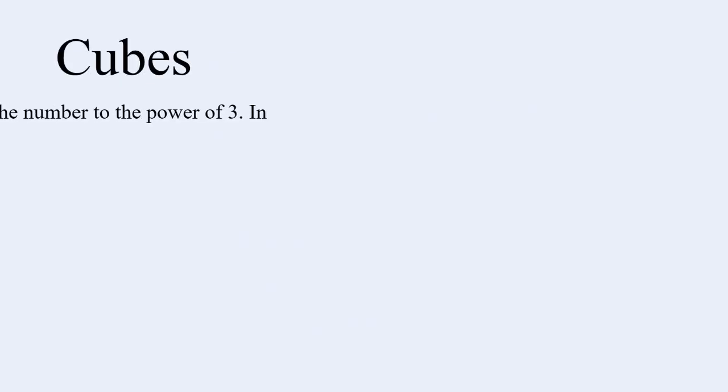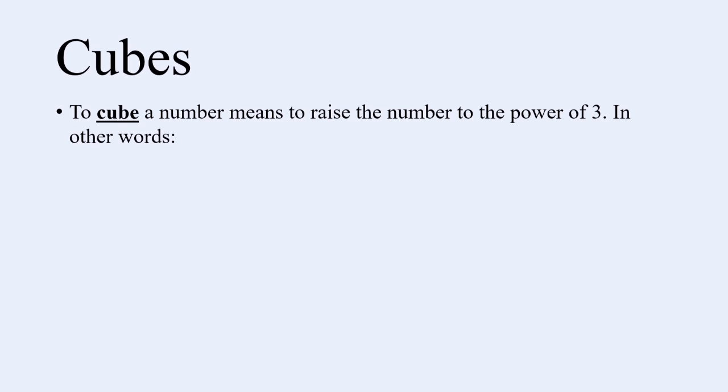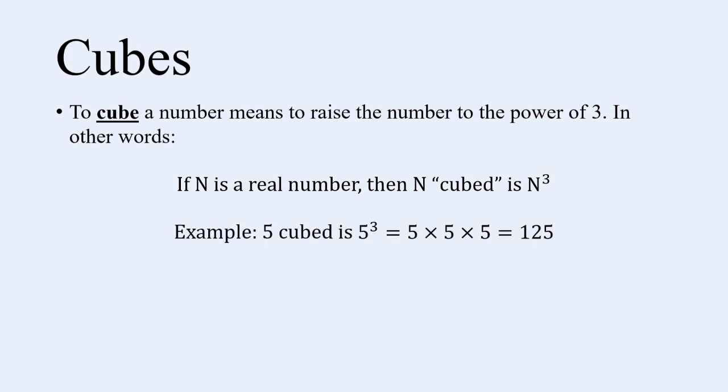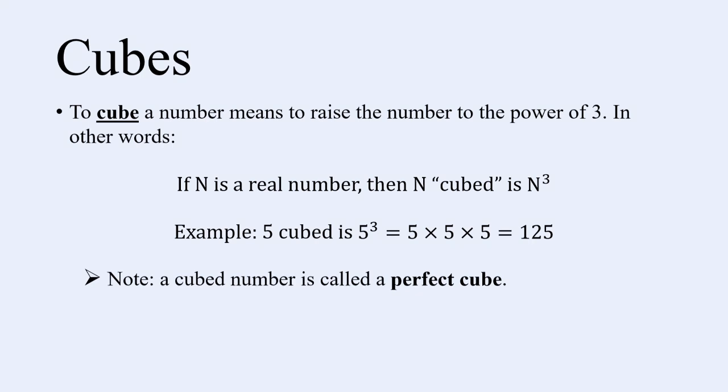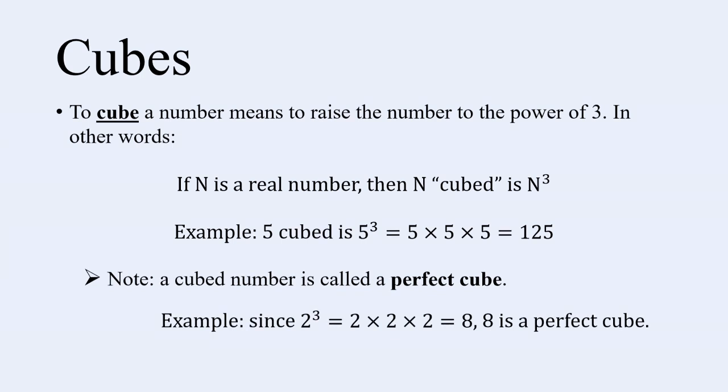Another type of power of a number is called a cube. To cube a number means to raise the number to the power of 3. That is, the same number is multiplied with itself 3 times. So in other words, if n is a real number, then n cubed is n to the power of 3. For example, 5 cubed is 5 to the power of 3, which is equal to 125. Note, a cubed number is also called a perfect cube. For example, since 2 cubed is equal to 8, 8 is a perfect cube.